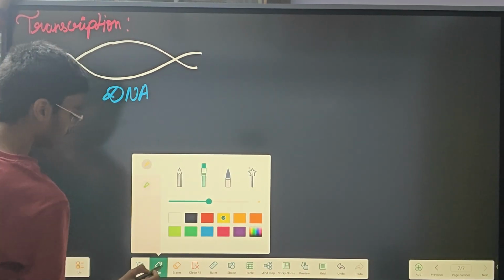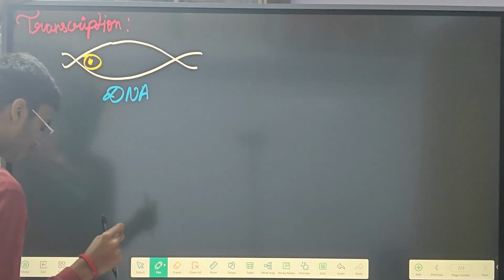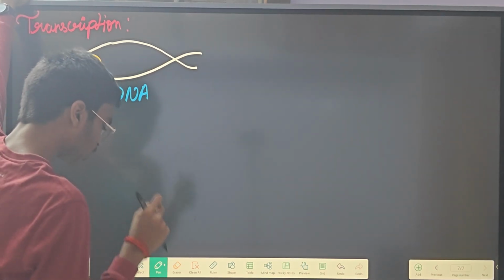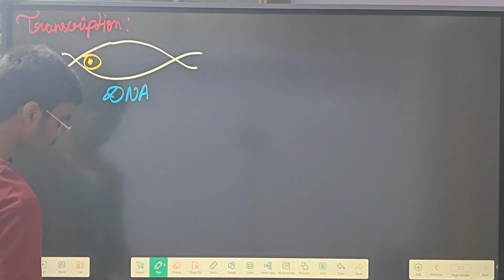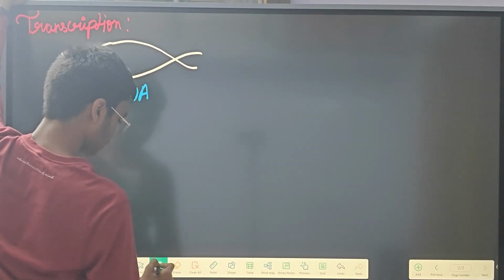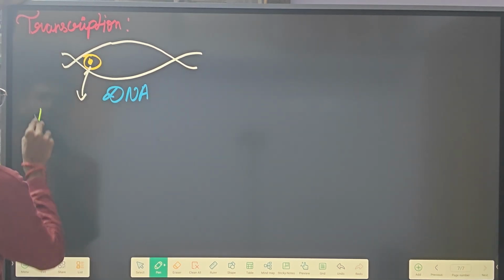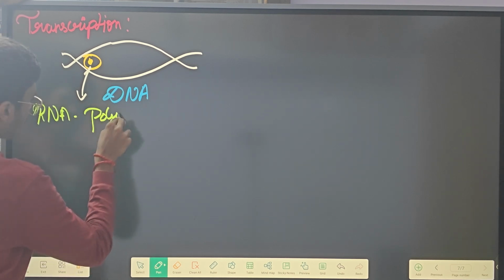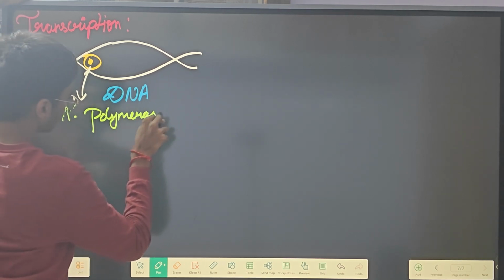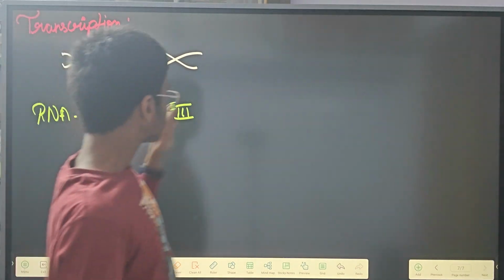Here I've considered this one point. This is the place where RNA polymerase 3 will be acting, on the template strand. This is actually known as RNA polymerase 3, and it will be acting at this particular point.